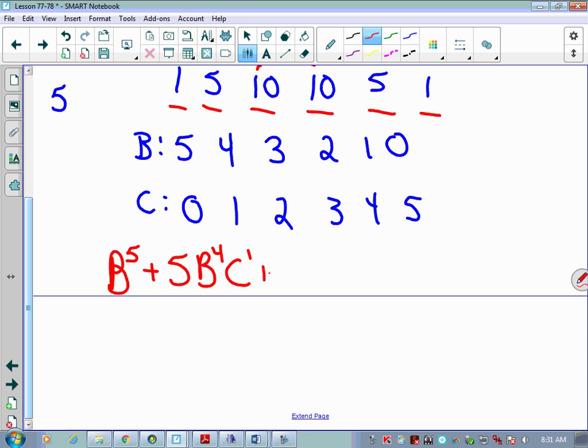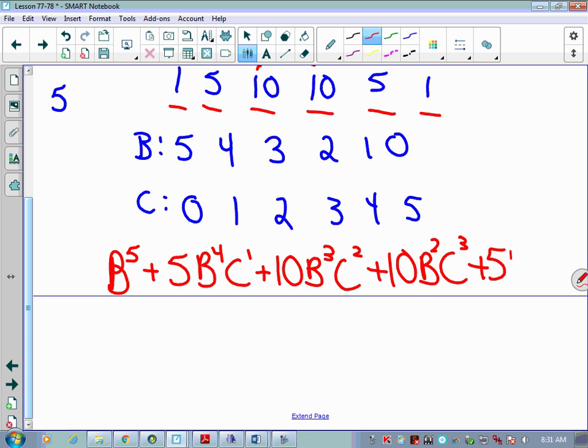Next coefficient is 10, b to the 3rd, c to the 2nd. Next coefficient is 10, b to the 2nd, c to the 3rd. Next coefficient is 5, b to the 1st, c to the fourth, and our last coefficient is going to be c to the fifth.